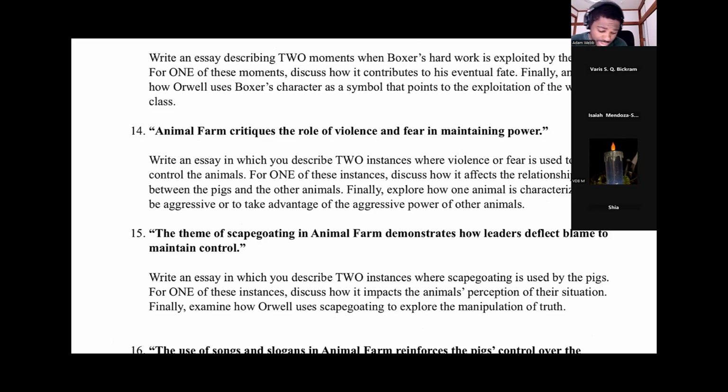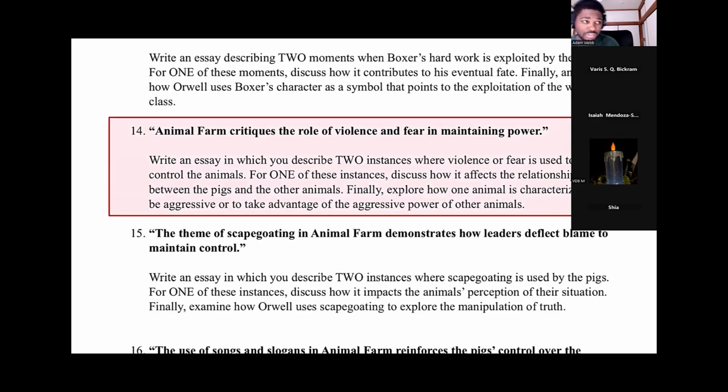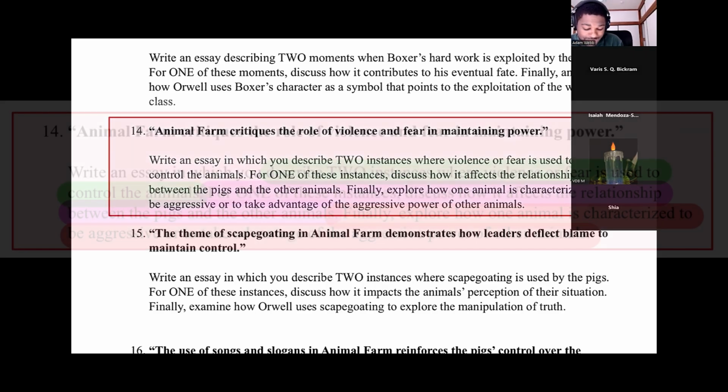Let's see if we can find some ideas. Number 14. Let's get my shape. Oh no, that's not a shape. Just trying to make this look pretty. Oh, there we go. Animal Farm critiques the role of violence and fear in maintaining power.